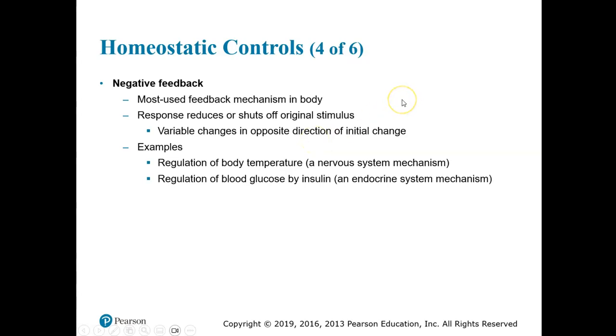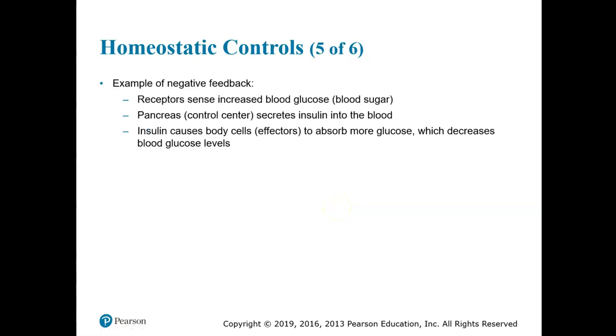Let's say your temperature is too high. Negative feedback is going to ensure that it lowers the temperature. If your blood sugar or blood glucose level is too high, negative feedback ensures that it's going to go down. Okay, so regulation of body temperature happens through the nervous system, and regulation of blood glucose occurs primarily by insulin, and that would be the endocrine system.